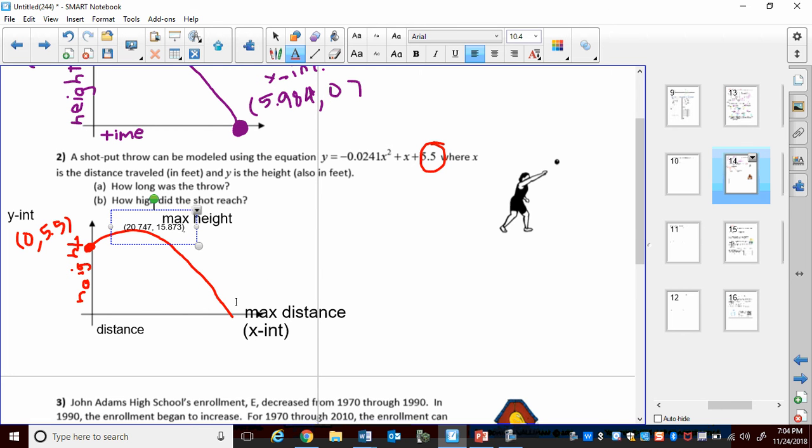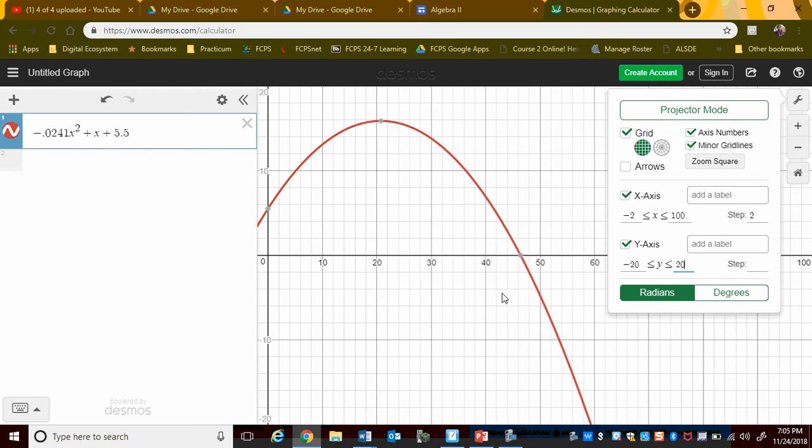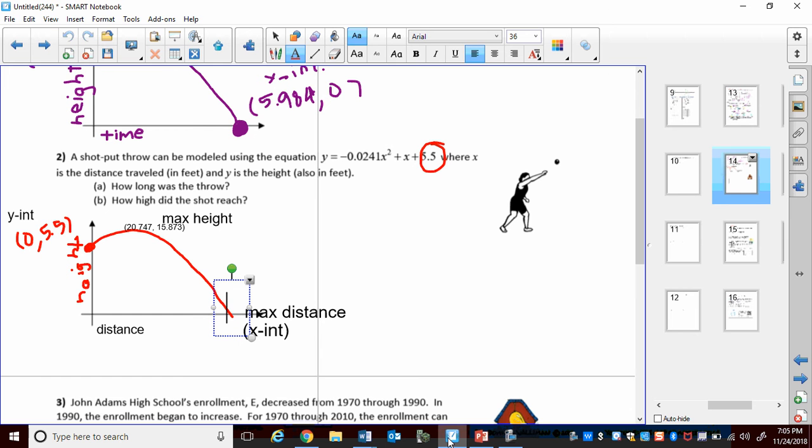Okay, and then for my x-intercept, let's go back to the Desmos here, and we have 46.411, comma 0. So I have a lot of key information here just from a few seconds of work.